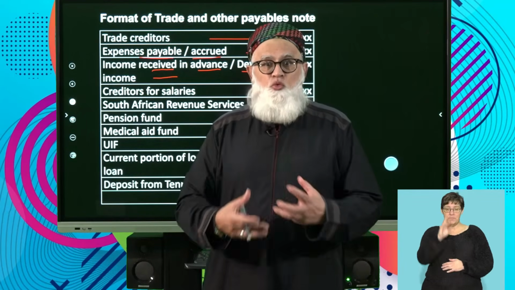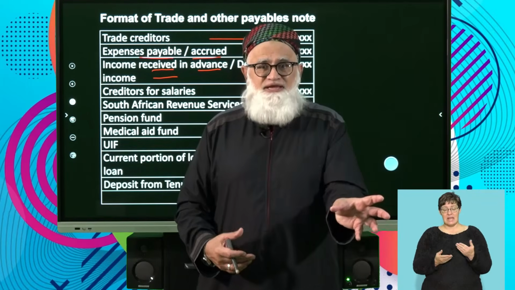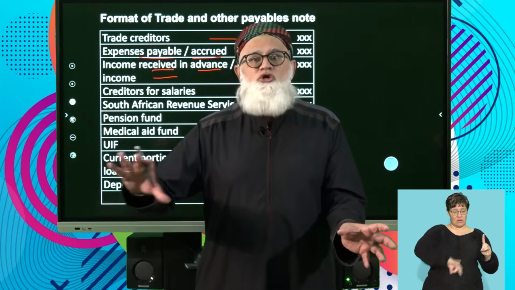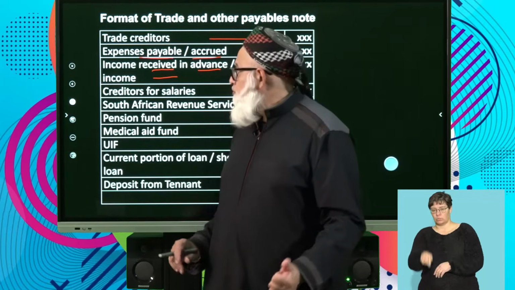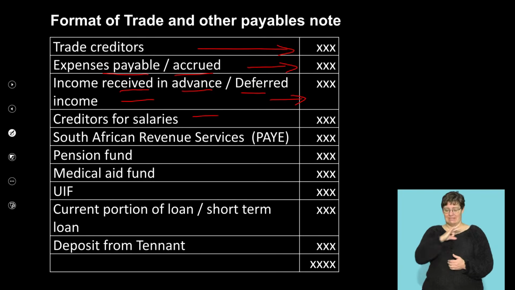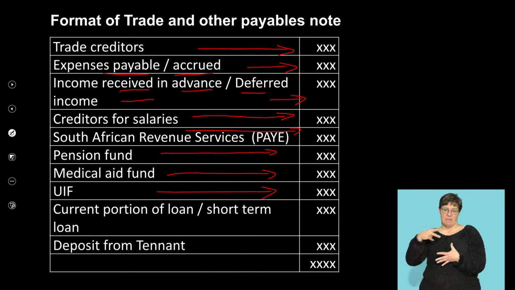Remember, when you make your adjustment for salaries and wages, you're debiting the gross salary and you're crediting all your liabilities. Who do you owe that monies to? You owe it to, obviously, your employee, which is your creditors for salaries. You owe it to SARS, which is your PAYE. You may be owing the pension fund. You may be owing the medical aid fund. You may be owing the UIF fund. So those are all liabilities that you take into consideration.